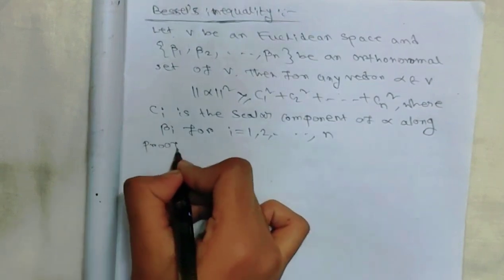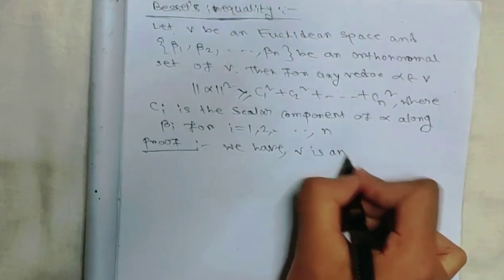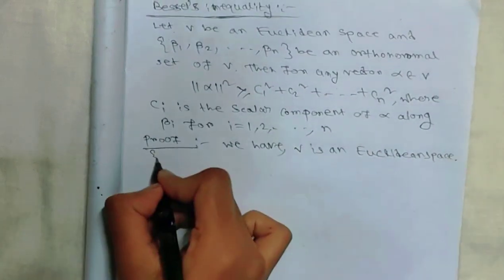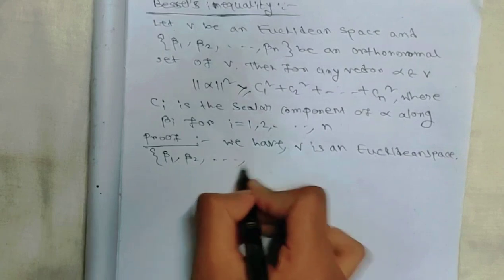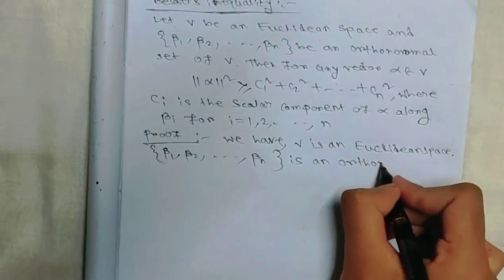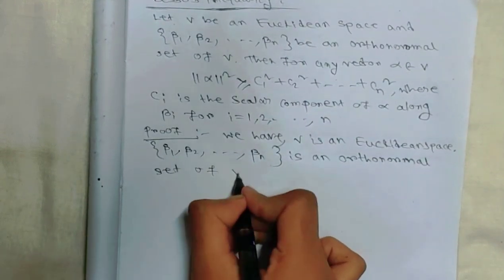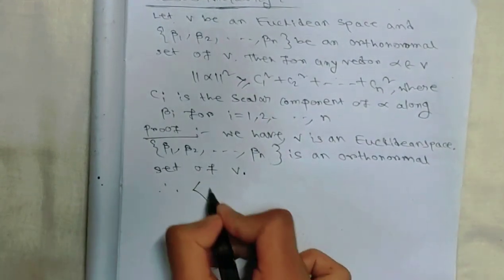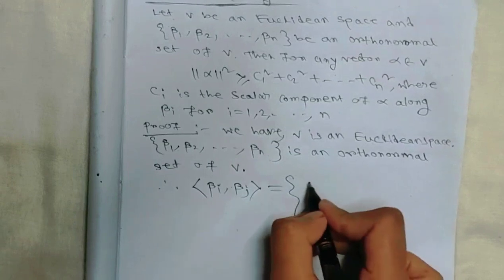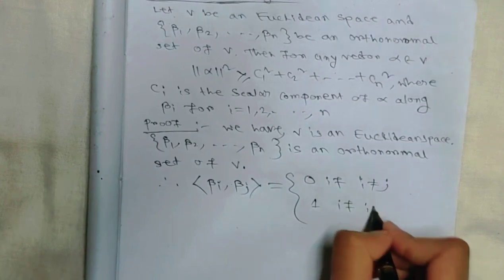Now the proof. We have V is a Euclidean space, and β1, β2, …, βn is an orthonormal set of V. Therefore, the inner product of βi, βj has two possibilities: 0 if i is not equal to j, and 1 if i equals j.